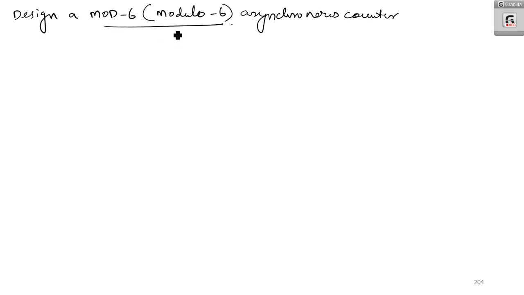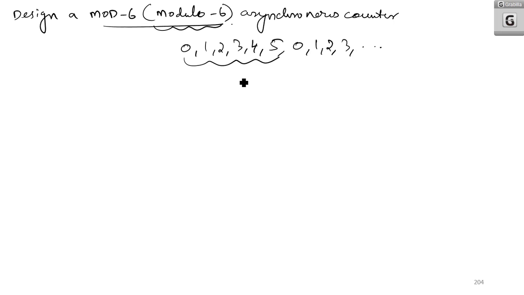Now, what is meant by modulo 6? Modulo 6 means it can count the states 0, 1, 2, 3, 4 and 5. Okay. And again it counts 0, 1, 2, 3, like that it will count. So here you have 6 states. That is why it is known as modulo 6 counter or mod 6 counter. Now, generally in asynchronous counters, we are using T flip-flops. We are using T flip-flops in general for asynchronous counters.